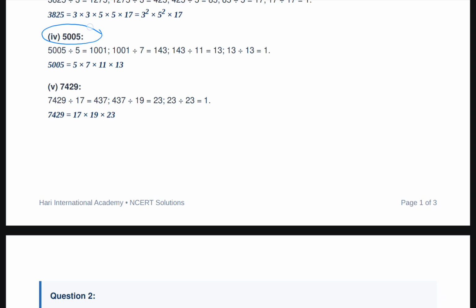Now see here it is 5005. Okay, then you can completely divide it by 5, because the last digit is 5. So you will get 1001.